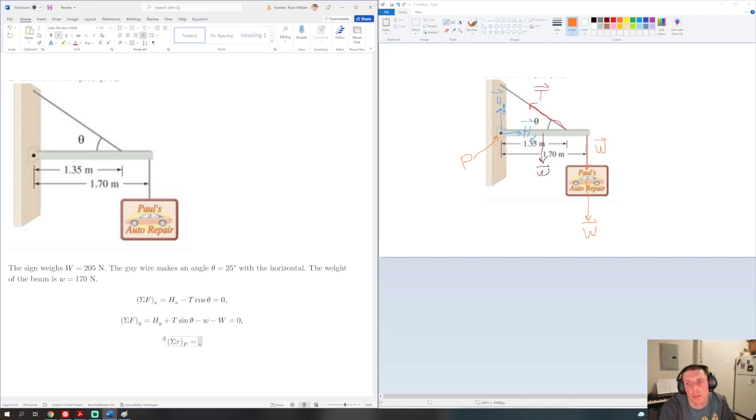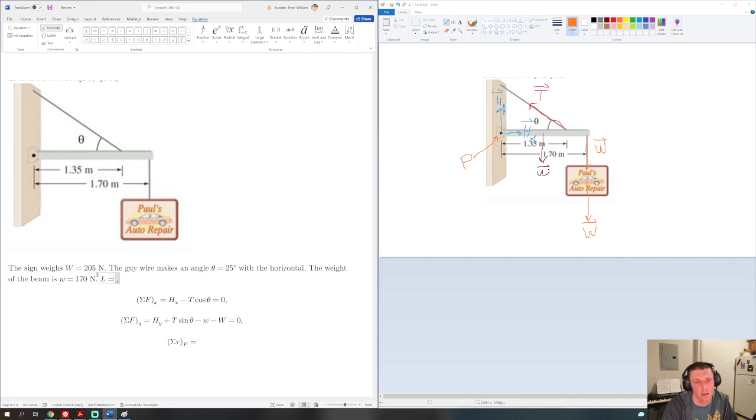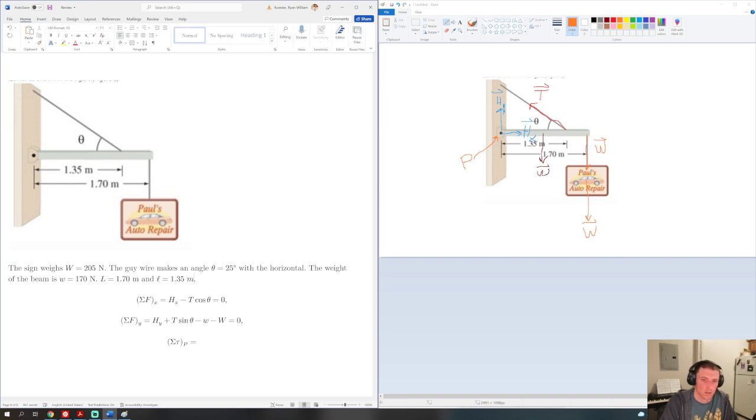So let's start. I need to make some other symbolic declarations here. Let's just say that big L is 1.70 meters, and little l is 1.35 meters. Okay, so we're good now. The beam is presumed to be uniform, which means that we can imagine that all of its mass is concentrated at its geometric center, and that's why I drew the weight force where I drew it.